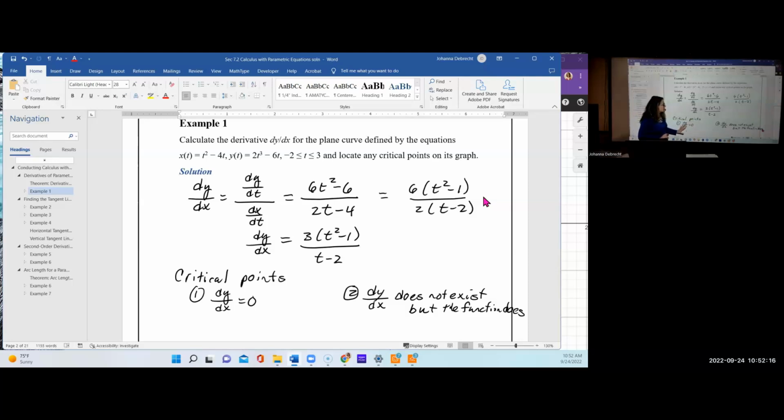So we need to look for one of these two. Just looking at the formula, the first type is going to happen whenever the numerator is 0, and that's going to be when t squared minus 1 equals 0, and that's where I get my 1 and negative 1.